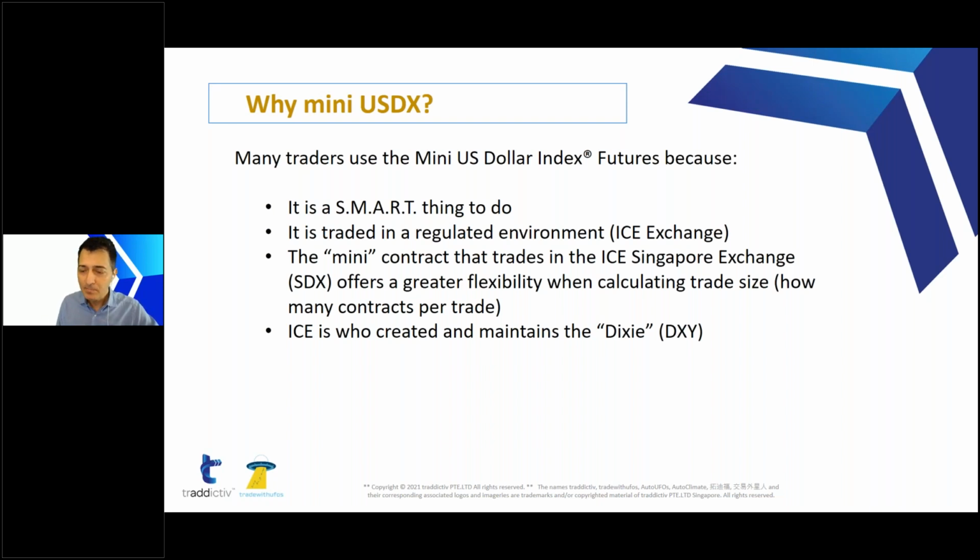Okay. Well, and on top of that, the mini US dollar index is actually the neatest of all derivatives because it's a derivative of a product created and maintained by ICE, which is the Dixie. Okay, the dollar index itself was created by ICE. So again, all of this is extremely relevant, as you could understand, I believe.